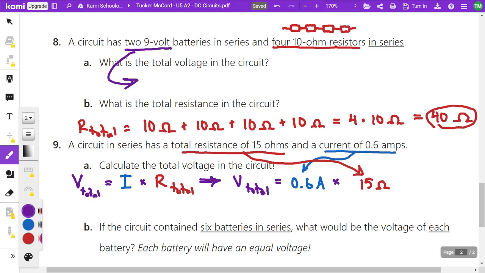So all I have to do is multiply those in a calculator. Okay, if I take 0.6 multiplied by 15, I get 9 volts total.